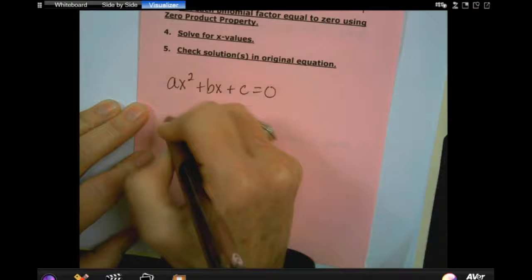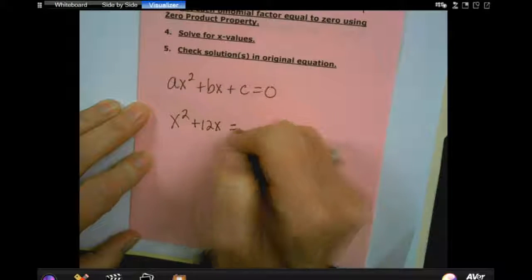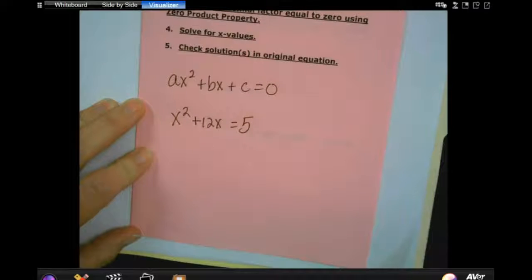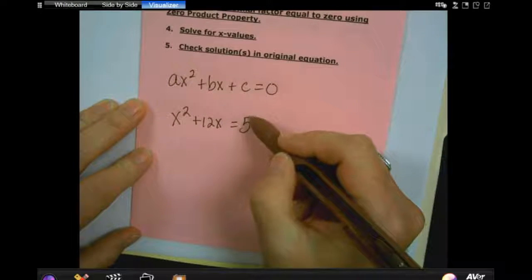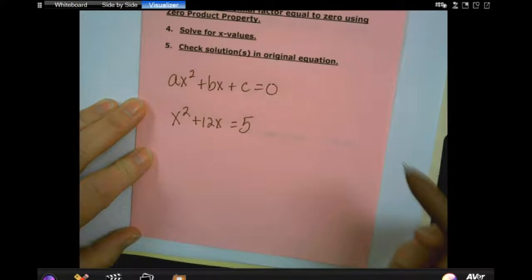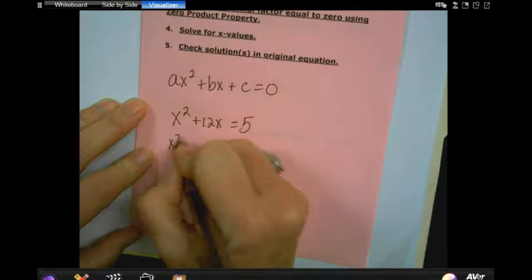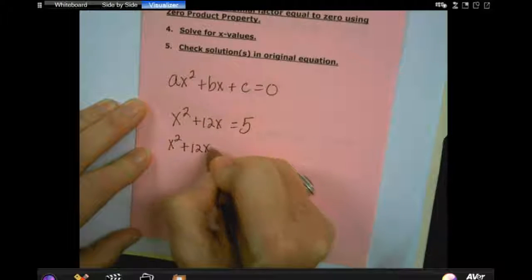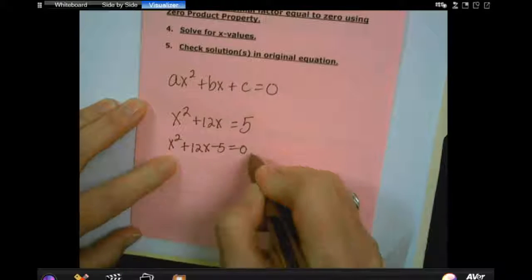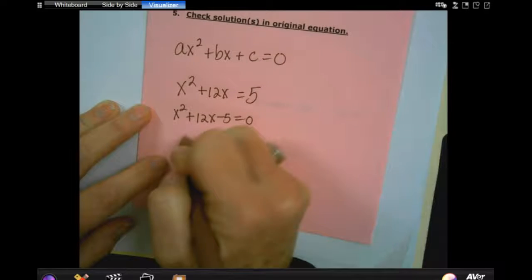So if I have this, to put this in standard form, what do I have to do? Right, I'm going to subtract the 5, and where am I going to put it? Behind the 12x, right? So I'm going to get x squared plus 12x minus 5. Now that's in standard form. What if it looked like this?